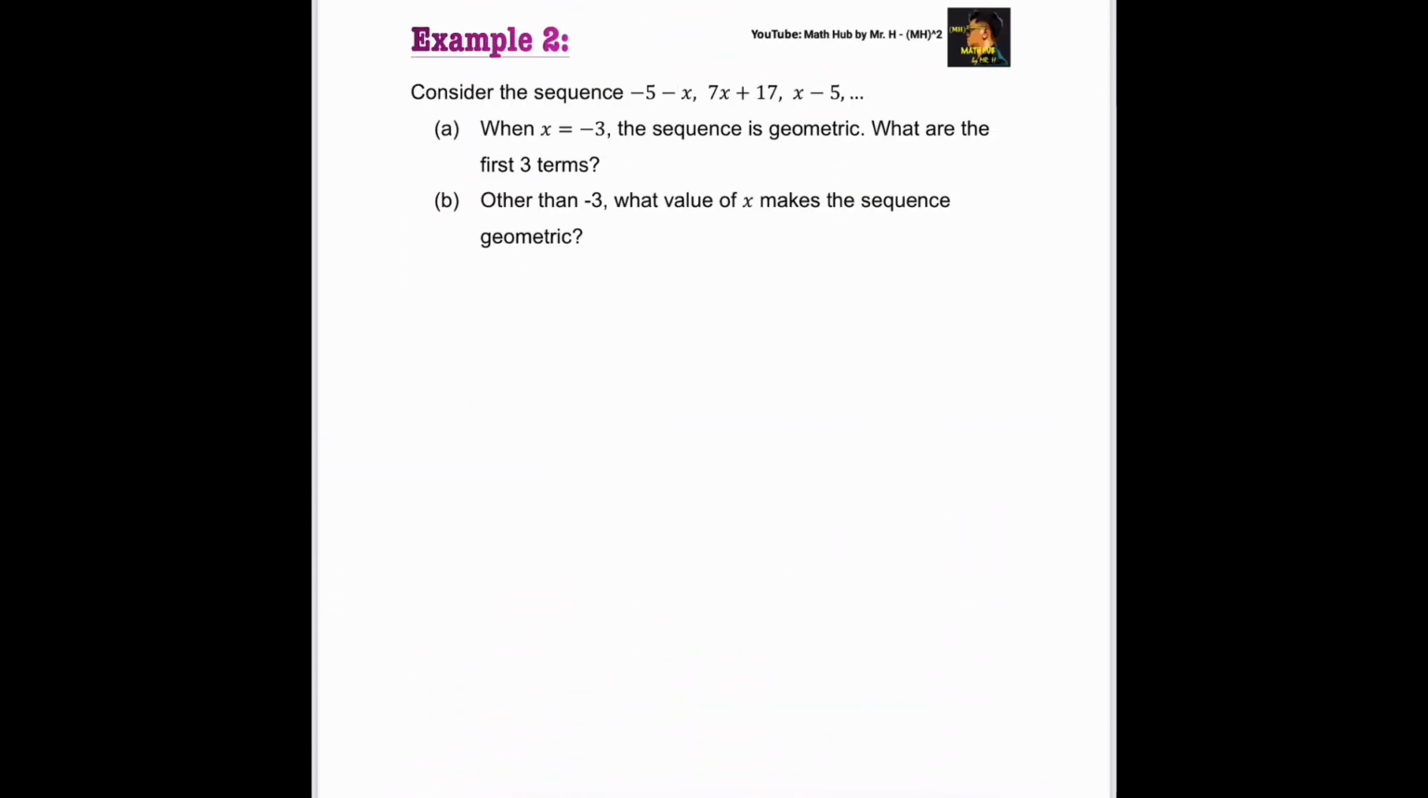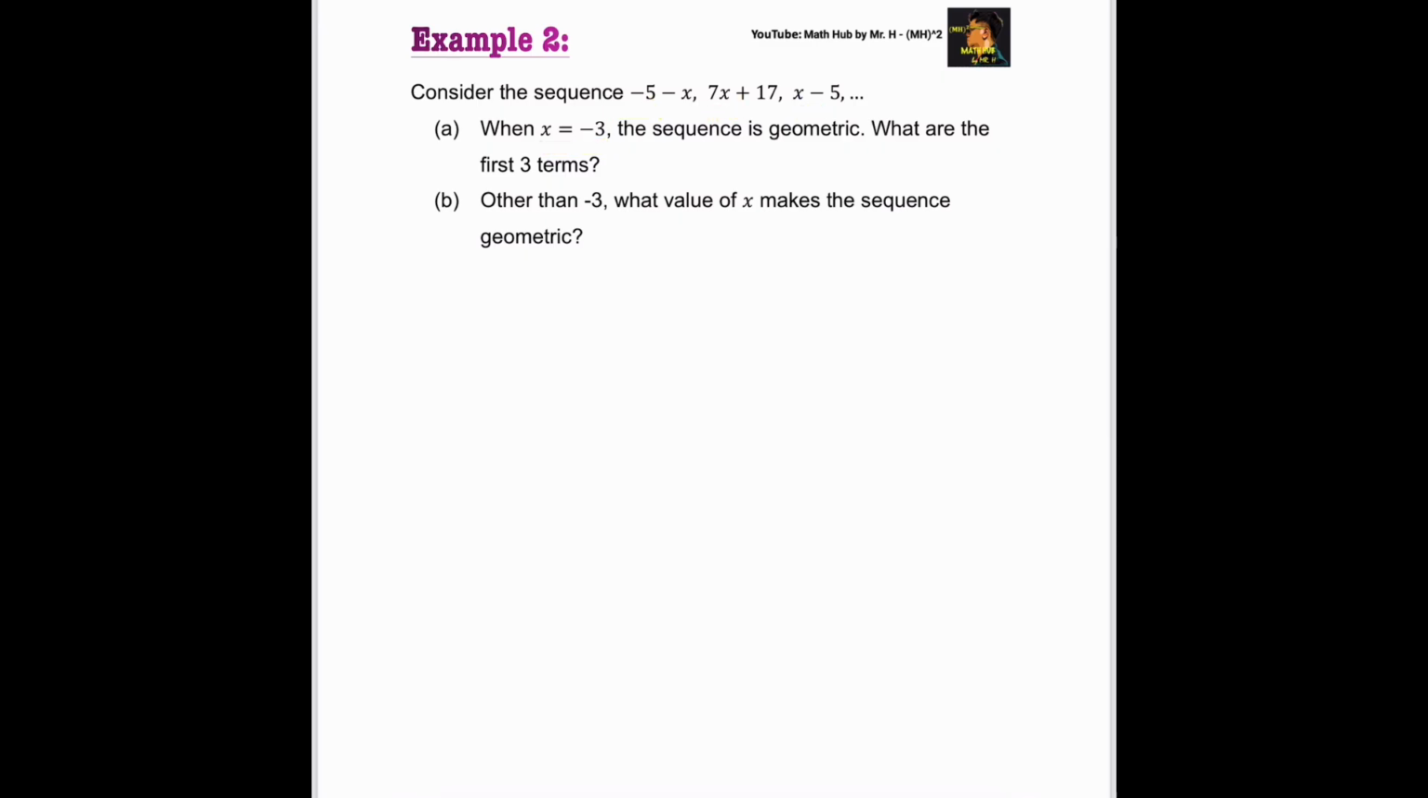For example number 2, we need to consider the given sequence. And for question A, it says when x is equal to -3, the sequence is geometric. What are the first three terms? So basically for question 2a, what we need to do is to substitute the given value of x, which is -3, to each expression here.